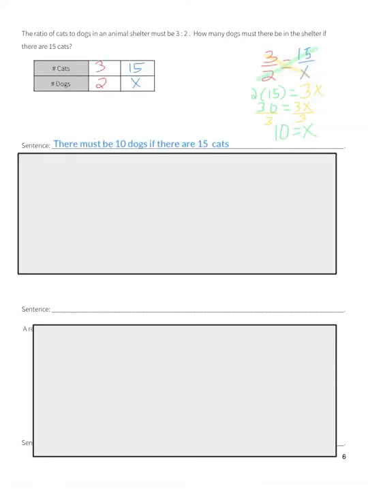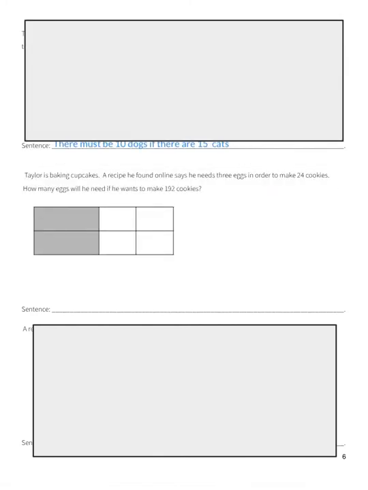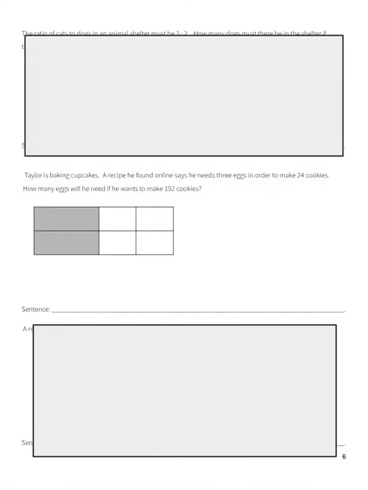Okay, hopefully you tried this on your own, and we can see that the ratio of cats to dogs is 3 to 2. They want to know how many dogs, so that's our variable, 15 over x. We set up our proportion, solve for x, and we get 10 equals x. What does 10 represent? Number of dogs. So our sentence: there must be 10 dogs if there are 15 cats. Make sure you have this recorded in your notes accurately, and then let's move on to the next problem.